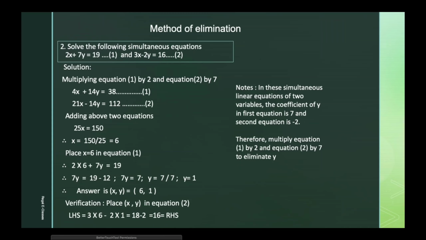Another set of problems. Multiply equation 1 by 2, equation 2 by 7, and you can eliminate y. You get x is equal to 6 and y is equal to 1.